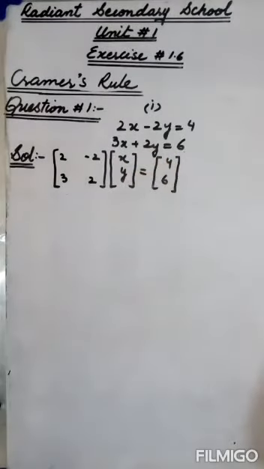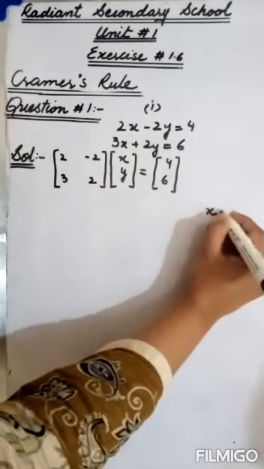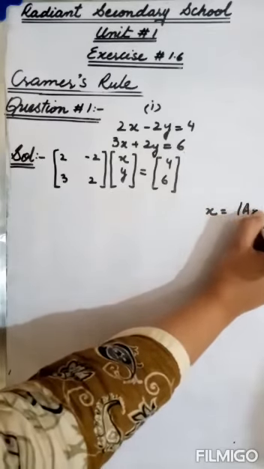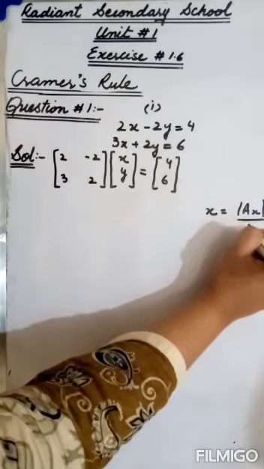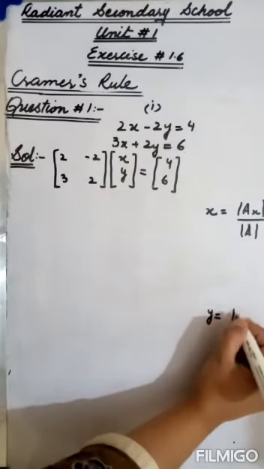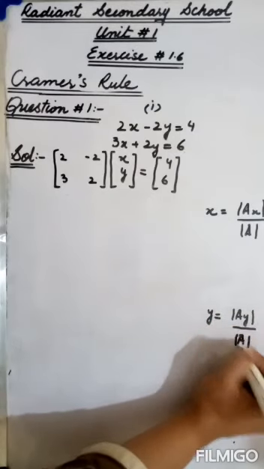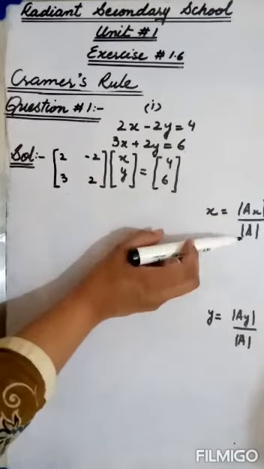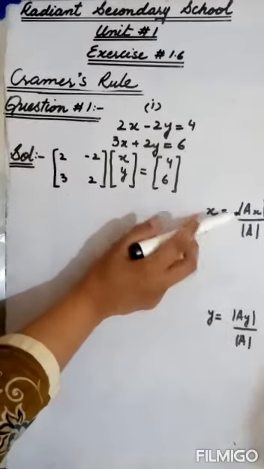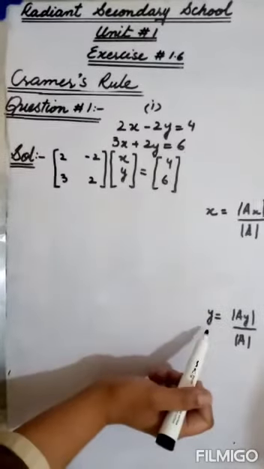Okay students, now in Cramer's rule, first of all you must know the formulas. It is a direct method. For example, for the variable x you have the formula x equals determinant of Ax divided by determinant of A, and for y the formula is y equals determinant of Ay divided by determinant of A. Now students, if we know the values of determinant of Ax and determinant of A, we can find the value of x. So now we will find Ax, A and Ay. If we get all these values, we just have to put them in this formula.